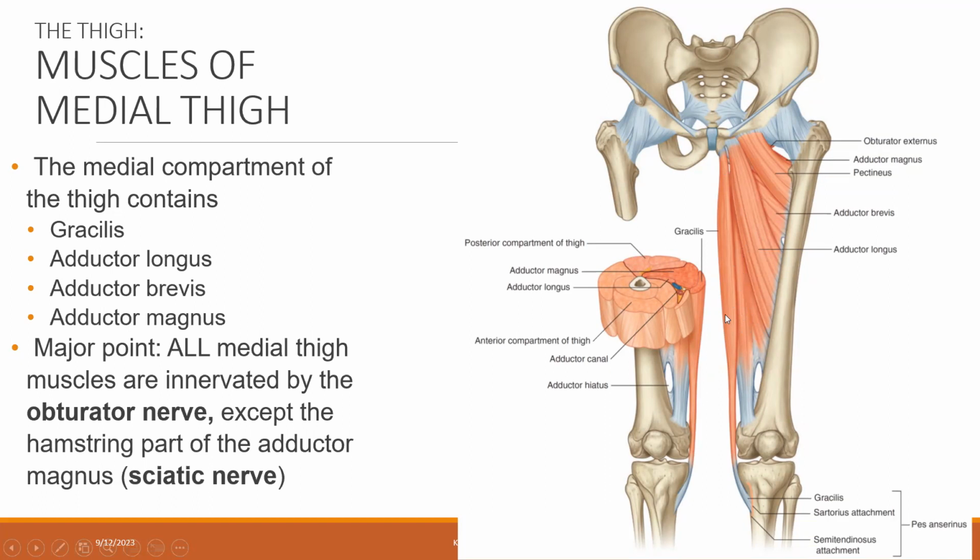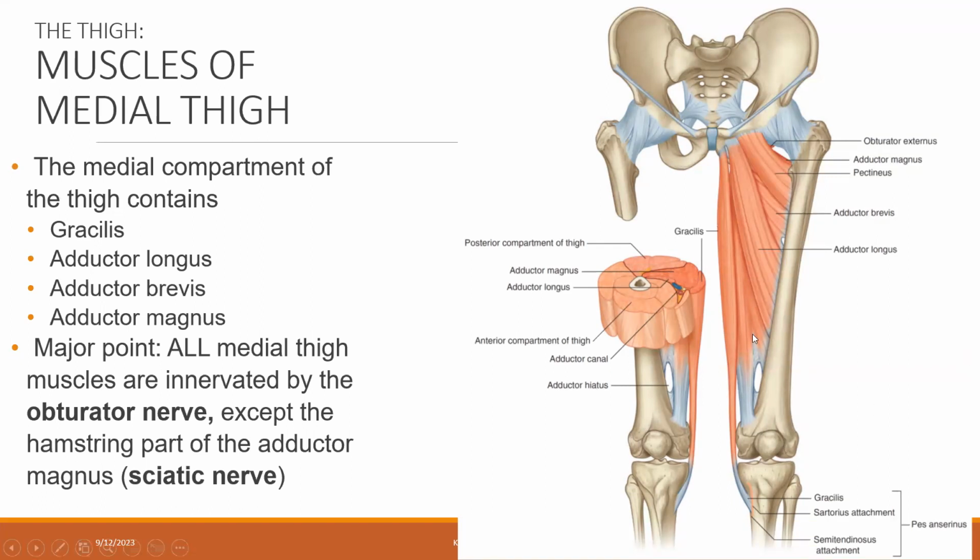Okay, and the most medial muscle of the thigh, but it isn't named adductor, is actually this muscle right here, the most medial one, that is called the gracilis muscle. So those four, the gracilis, the adductor longus, adductor brevis, and adductor magnus, make up the medial compartment of the thigh. And now the muscles of the medial compartment are all innervated by the obturator nerve.